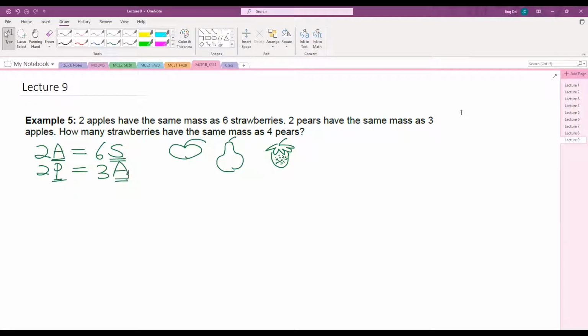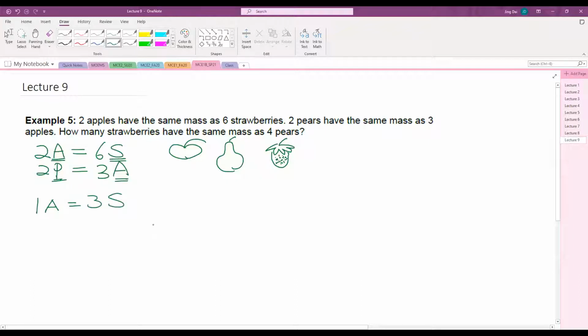So first find what 1 apple equals. 2 apples equals 6 strawberries, right? So 6 divided by 2 equals 3. Each apple equals 3 strawberries. Okay, so 1 apple is 3 strawberries.